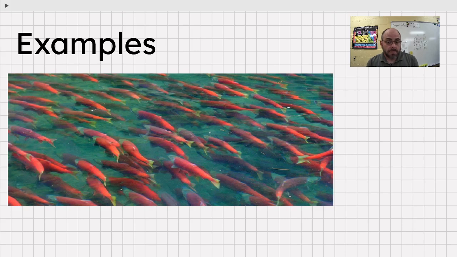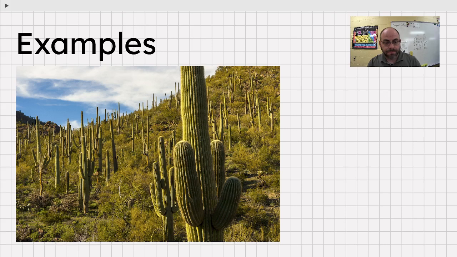Now, there's going to be tolerances there, right? There is such a thing as too salty or not salty enough. And so that is something that salmon have to deal with. But their range is going to be fairly wide with that particular abiotic factor, salinity.